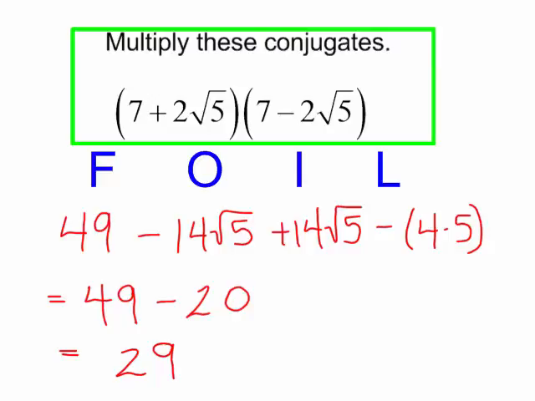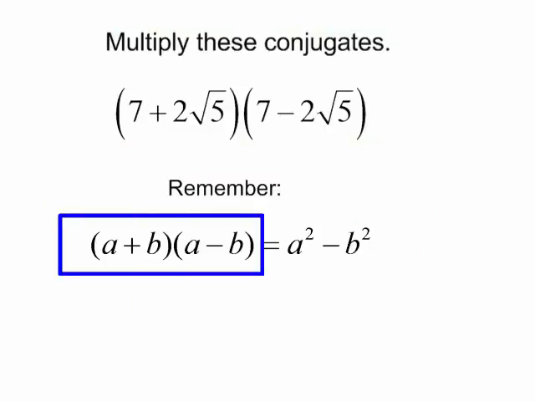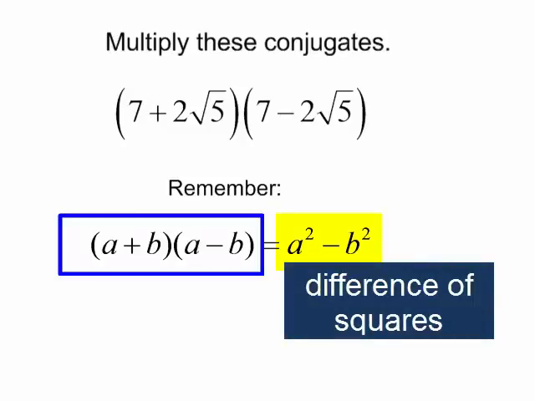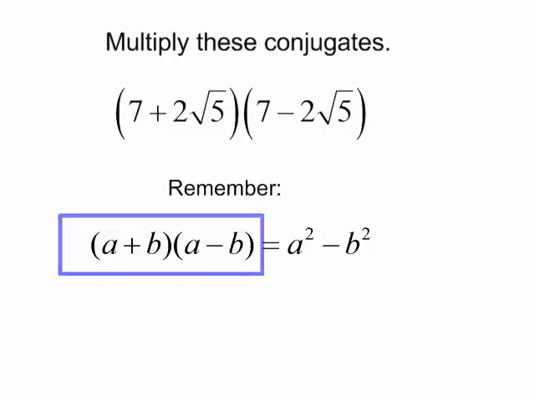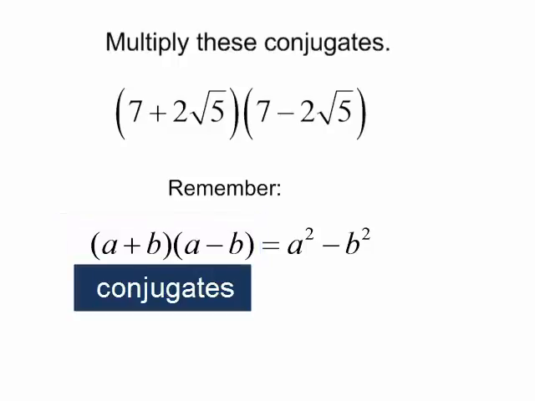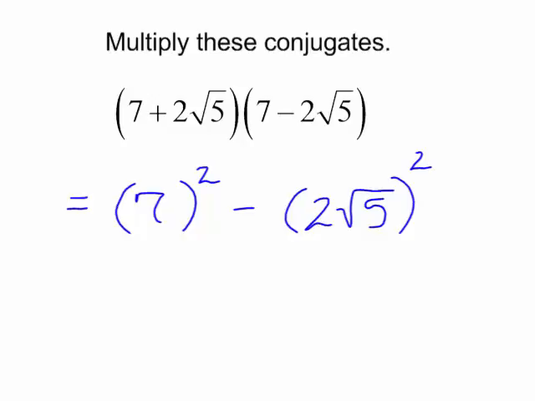Let's notice something here. Remember when we would multiply a plus b times a minus b? And we would get the difference of squares, a squared minus b squared. Well, a plus b and a minus b are conjugates. Let's multiply these conjugates again by using the difference of squares. I will square the first term minus I will square the second term.